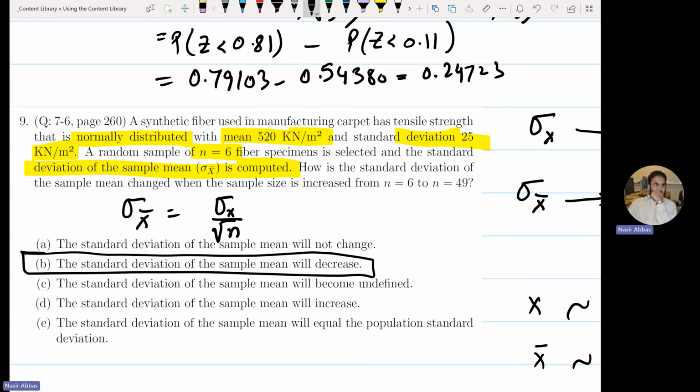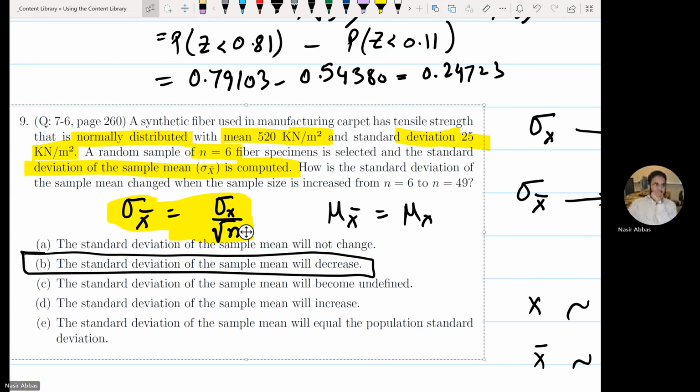And to answer this question, you need to know that the standard deviation of X bar is equal to the standard deviation of X divided by square root of N. What is the mean of X bar? What if this whole question was about the mean and not the standard deviation? It is equal to the mean of X, same as the mean of X. So it is regardless of the sample size. If sample size changes from 6 to 49, the population mean of the sample mean will be unchanged, not change.